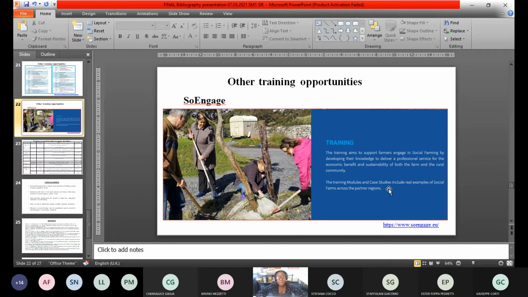There's also a training organization called the Sowing Gauge, which offers training support to farmers who want to join social farming by developing their knowledge to develop a professional service for the economic benefit and sustainability of both the farm and the rural economy. This training module is based on real life case studies that are presented during the coursework.